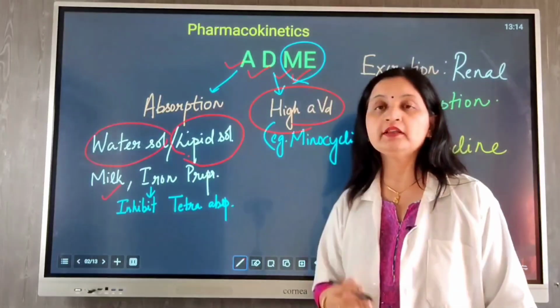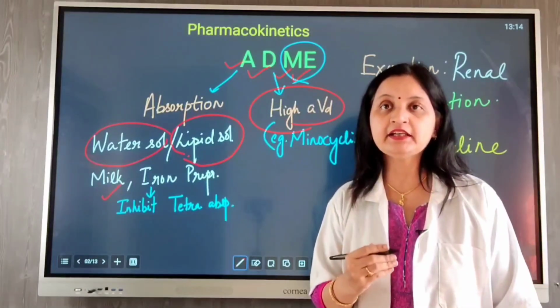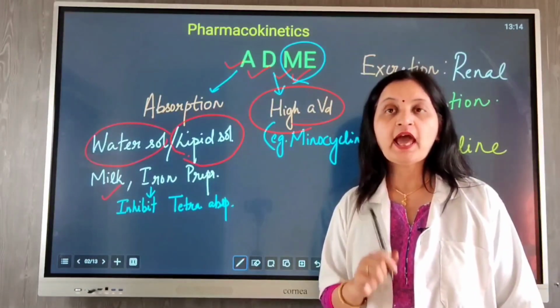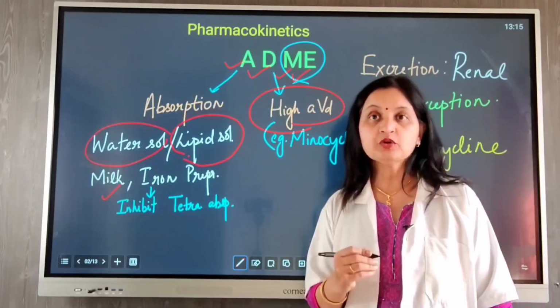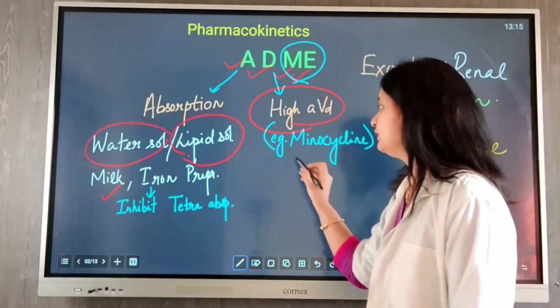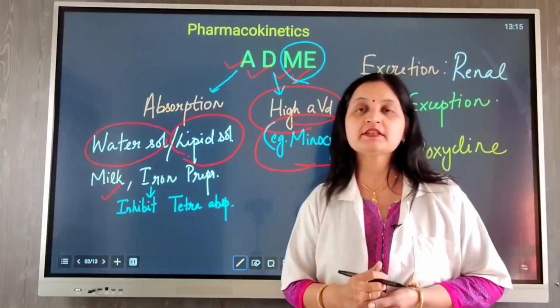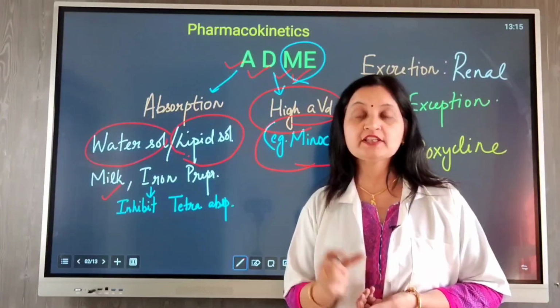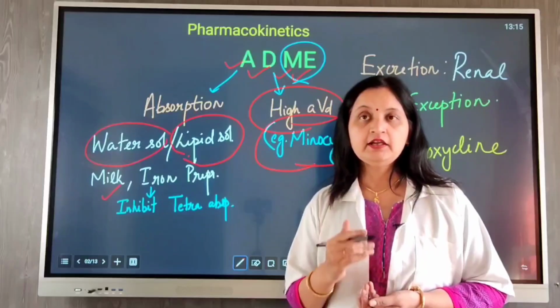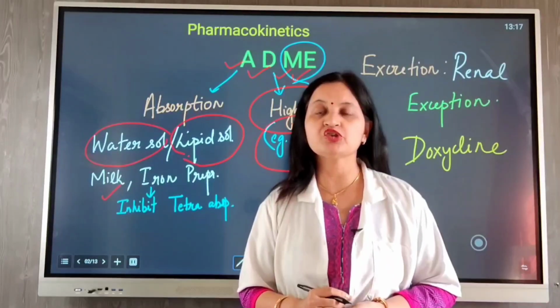They get distributed in the liver, kidney, spleen, connective tissue, teeth and bone, and adipose tissue. Minocycline is highly lipid soluble and it gets accumulated in the fat and is slowly released into the circulation, and this contributes to its prolonged half-life. Next is metabolism and excretion.